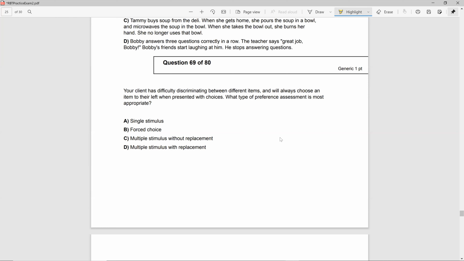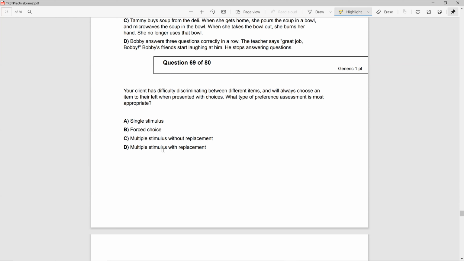So that makes preference assessments pretty ineffective. If they're only choosing the right or left item, then we're not really sure they're choosing what they prefer. So in this scenario, what's the best way to handle this? Is it a single stimulus assessment, a forced choice assessment, a multiple stimulus without replacement assessment, or a multiple stimulus with replacement assessment? So think about B, C, and D.